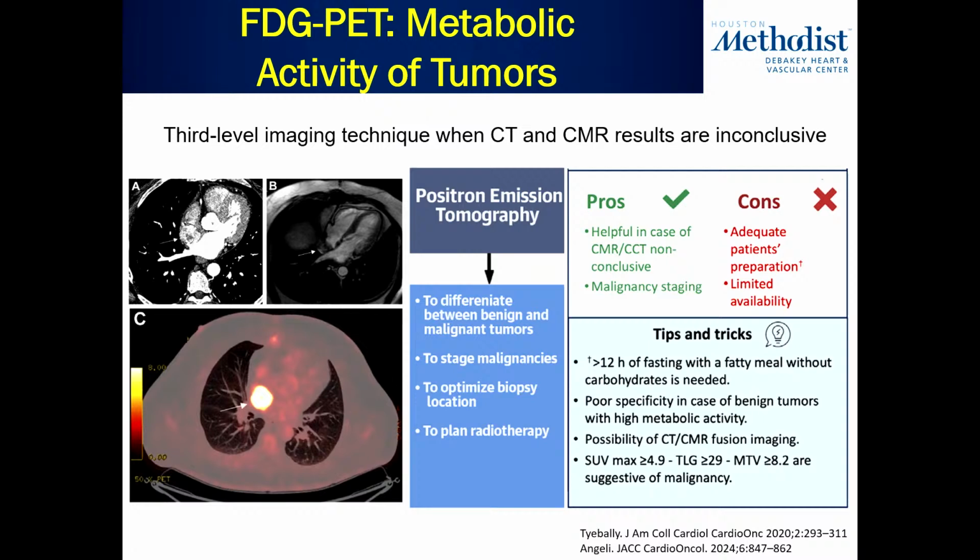So we'll turn our attention to FDG PET. This is a technique where you administer radio-labeled glucose after the patient is in a fasting state. The idea is that the more metabolically active your mass is, the more likely that lesion is a tumor, and if it's very metabolically active, more likely that it's malignant. As I showed you in the last slide, it can be very helpful in inconclusive cases, and if you can do a full body PET, it can help you stage the disease.